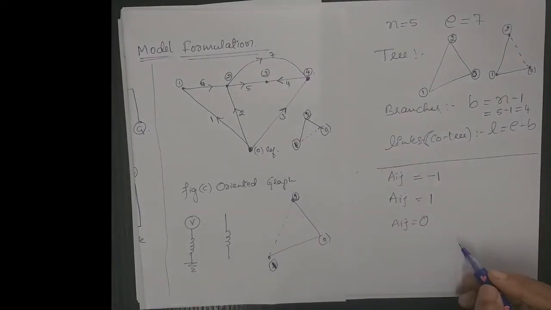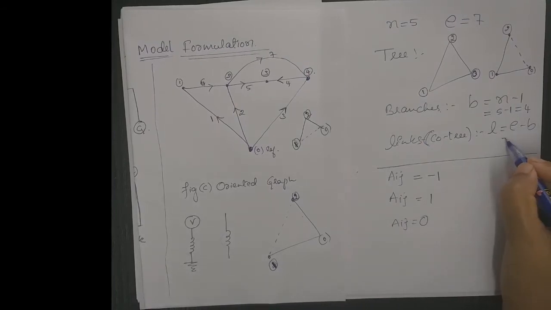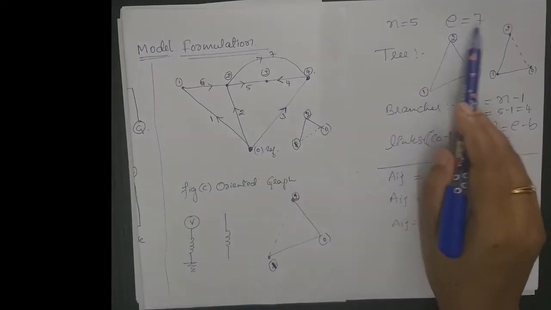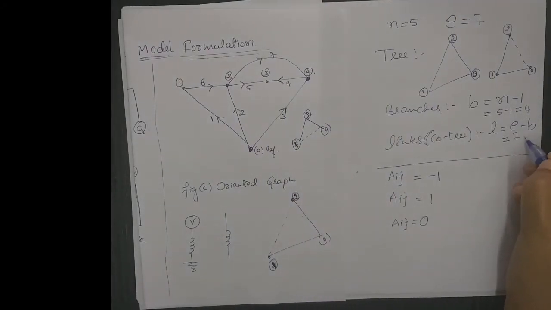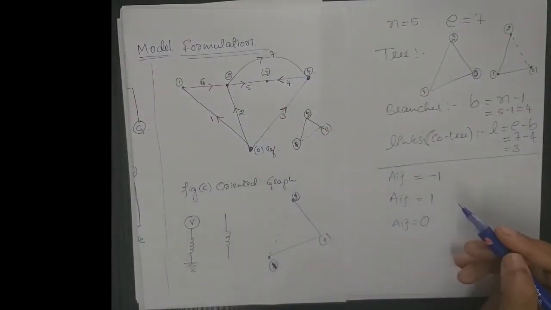So the co-tree is the complement of the tree, and the formula is L equal to E minus B. In this particular network, E is equal to 7 and B is equal to 4. So we should have 3 links in this particular network.